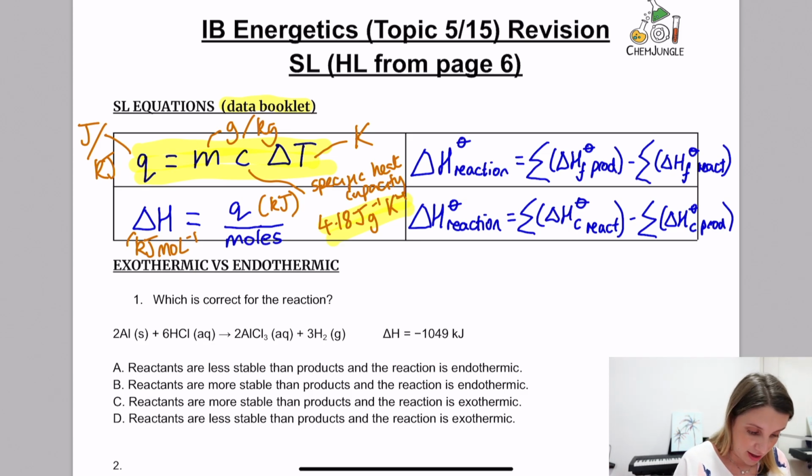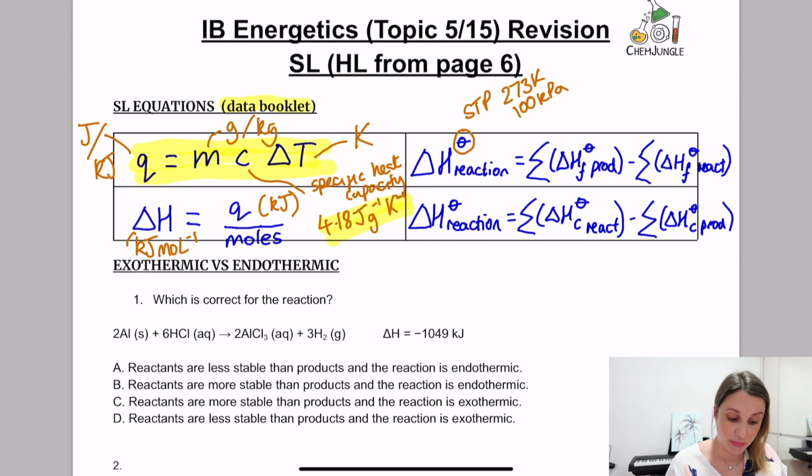So here, the top one, you've got your delta H for the reaction. You'll notice this weird little symbol up here. It's a Greek theta. Looks a bit like a Saturn. And this just means standard temperature and pressure, which is your 273 Kelvin and 100 kilopascals.